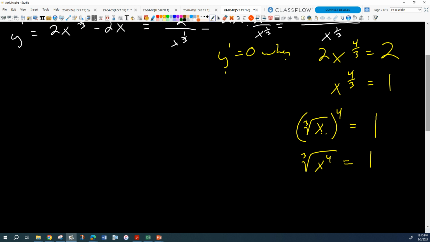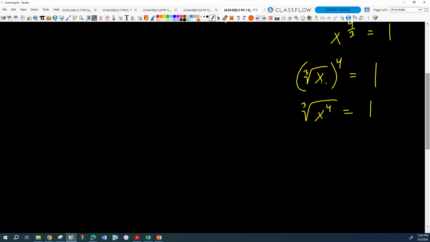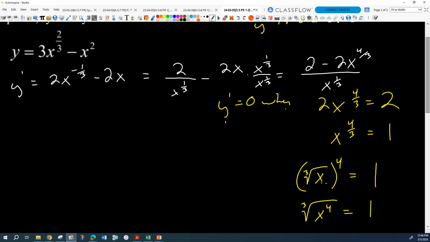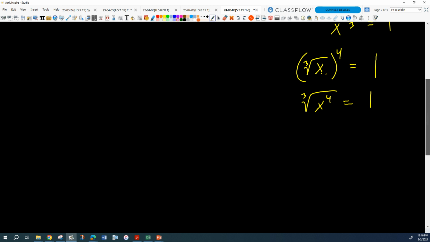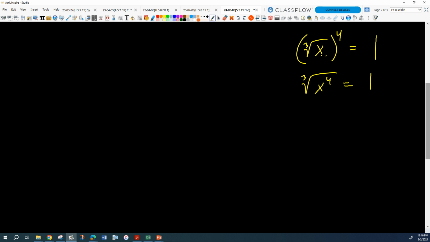Got to cube both sides to undo the radical, right? Everybody agree? Okay, so if we cube both sides, now we got to be careful when we take both sides of an equation to a power, we might introduce extraneous solutions. So we'll have to check everything back in our original equation. Okay, so if we cube both sides, we get x to the fourth equals 1 cubed, which is 1. Now what? How do I undo that?